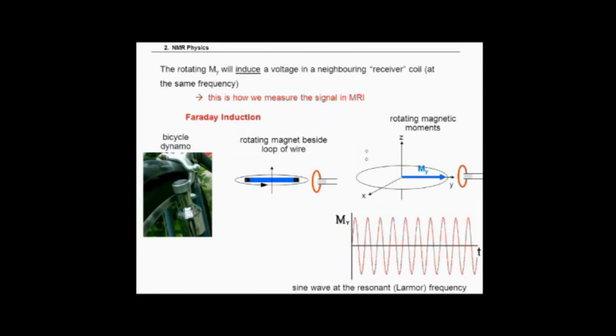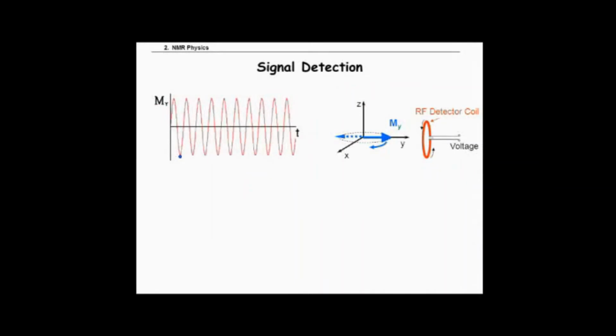And as it's precessing around, we would just expect to measure a sinusoidal voltage signal in our detector coil like this. And this obviously is a voltage signal which has the same frequency as our precessional frequency of our vector. So this is what we had before. My is precessing around in our XY plane.